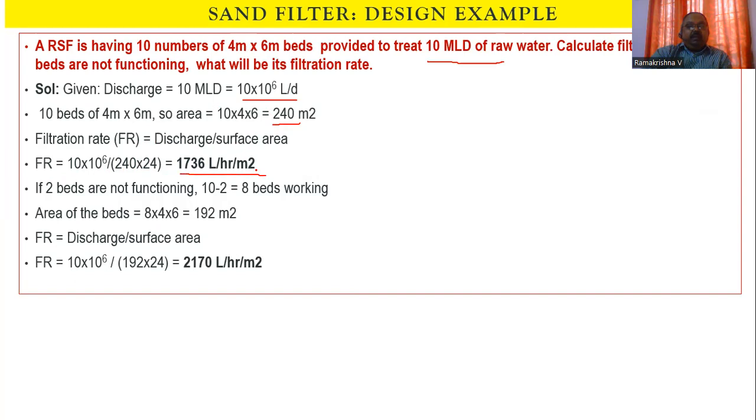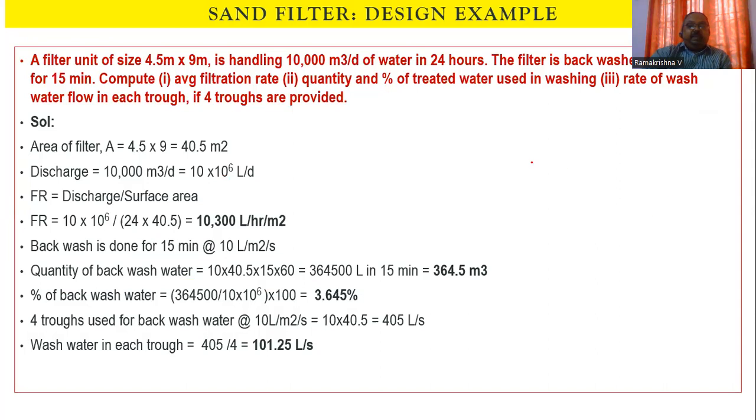Now the second part: if two beds are not functioning, the number of beds will be equal to 8. Accordingly, the area of the filter beds is 8 into 4 into 6, 192 square meters. The amount of filtered water is not changing. So when you recalculate, it is around 2170 liter per hour per meter square.